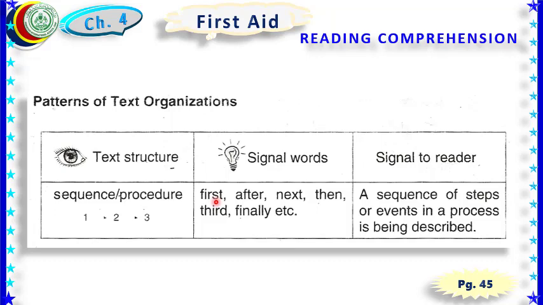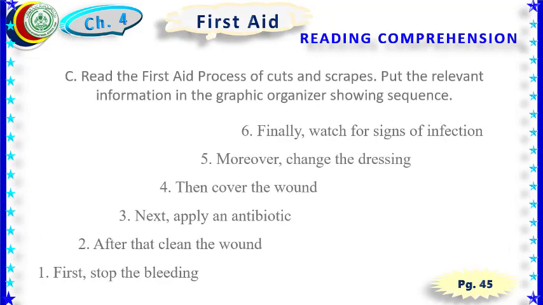First of all, second, after that, moreover, furthermore, at the end. These are the words which are used to connect one sentence with the other or one paragraph with the other. There should be signals for the reader to understand a sequence of steps or events in a process being described. We have to care about these steps to organize the text, to facilitate the reader.